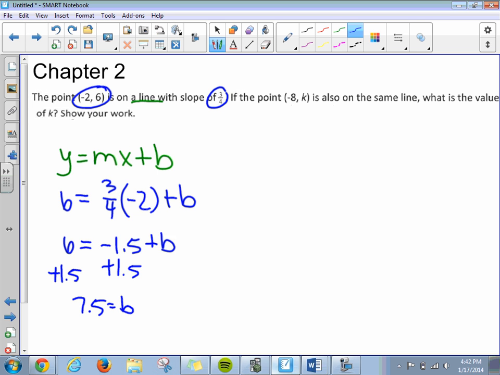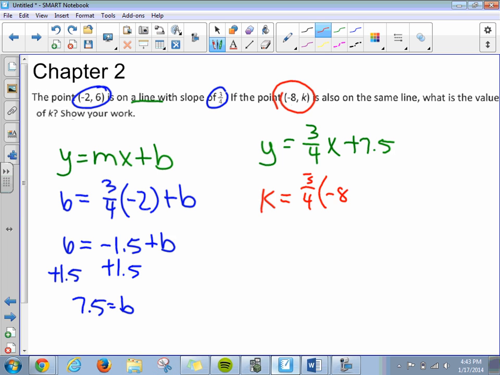So now we can fill in our y equals mx plus b. y is going to be equal to our 3/4 x, and now we have a b of positive 7.5. We can now solve for k. So k is our y. So k is equal to 3/4 times -8 plus 7.5. So k is equal to 3 times -8 divided by 4, which gives me -6, plus 7.5. And so k is going to be equal to 1.5.